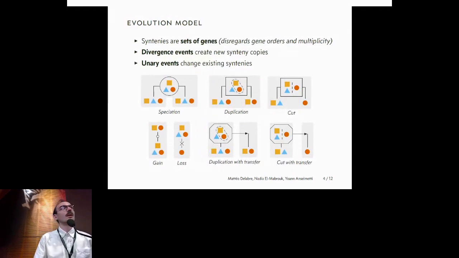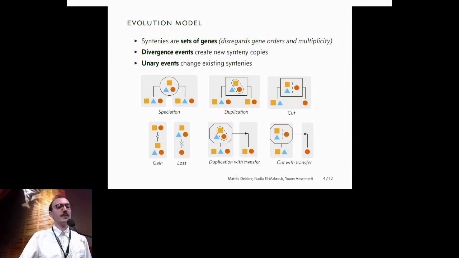And now we designed an extended model of evolution for taking into account the evolution of synthenies. First we make a simplifying assumption by modeling synthenies as sets instead of strings, which makes the problem a little bit more tractable. But this has two main downsides. The first downside is that we discard gene orders, of course, and the second one is that we discard multiplicities. If there are multiple instances of a gene family in a synteny, we will not see that in the sets.